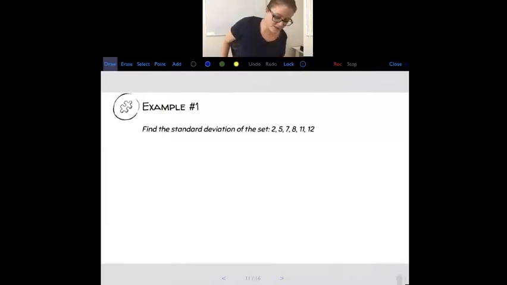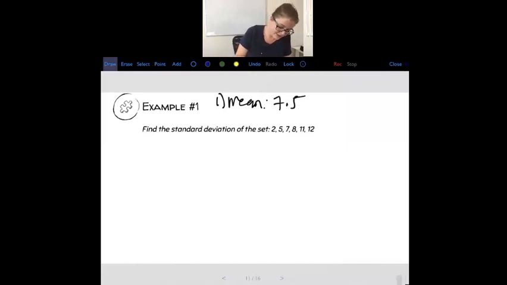Okay, so the first step is to find the mean, and I'm going to do it up higher just so that I leave myself room. You would add up all these values and divide by the total number to get, you should get 7.5. Okay. So the second step is we take each data value minus the mean. So we take 2, 5, 7, 8, 11, and 12, and we're going to subtract the mean from all of those.